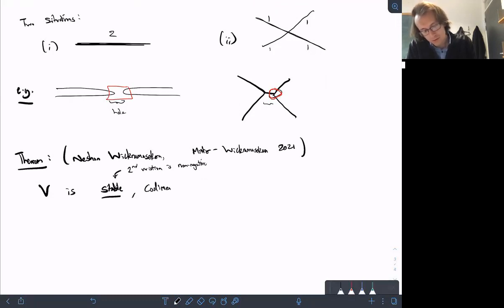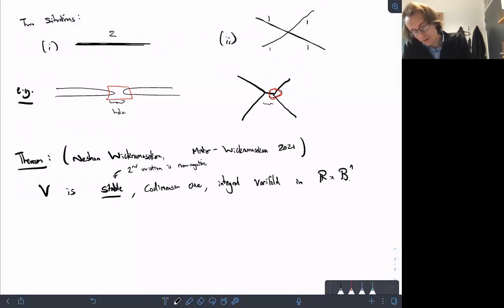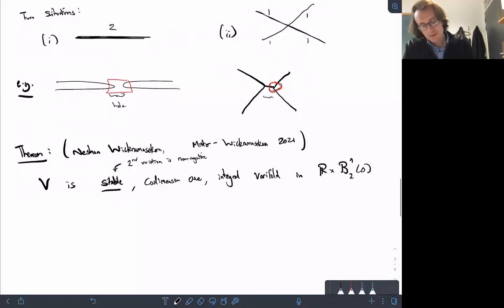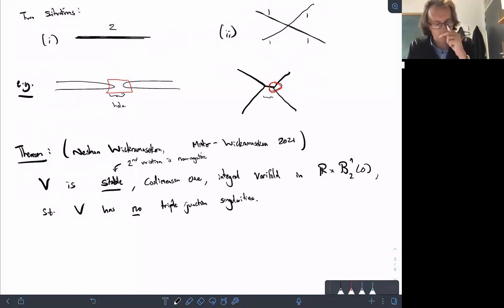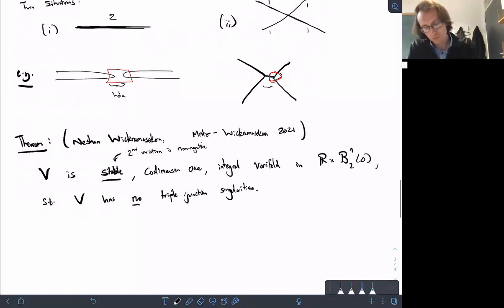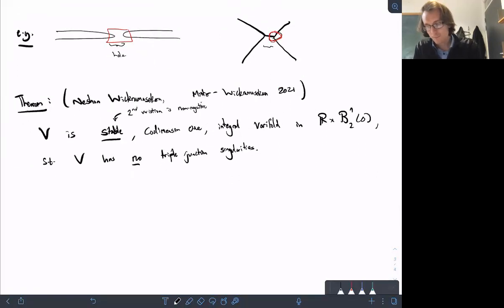Codimension 1, integral varifold, in some set. So we're going to look at a cylindrical region, and such that V has no triple junction singularities. So the stability assumption is just on the regular part. It turns out that that's all that is needed for Nishan's work.